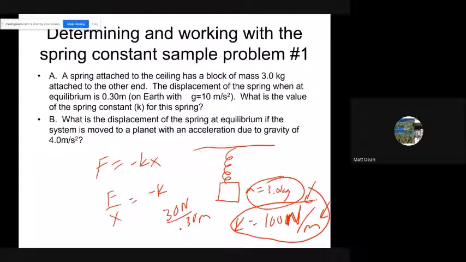So part B, what is the displacement of the spring at equilibrium if the system is moved to a planet with an acceleration due to gravity of 4 meters per second squared? So now we take this thing to a different planet. It's the same spring, the same mass. This time we want to know the displacement. So we're still going to use Hooke's law. This time we're going to solve it for x. So we'll divide both sides by negative k.